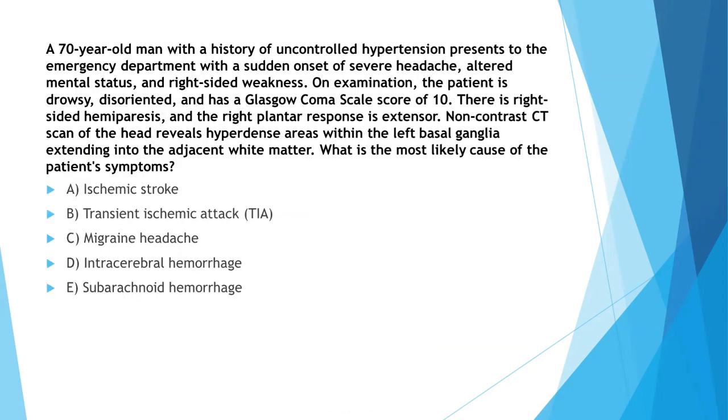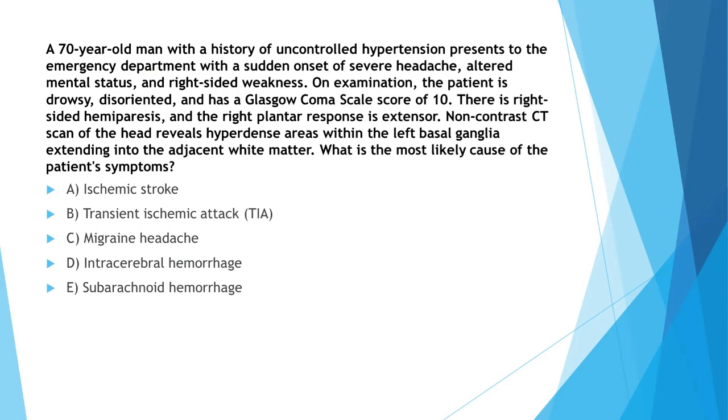Now let's do one more question here. Which is the most likely cause of this patient's symptoms? A 70-year-old man with a history of uncontrolled hypertension presents to the emergency department with a sudden onset of severe headache, altered mental status, and right-sided weakness.